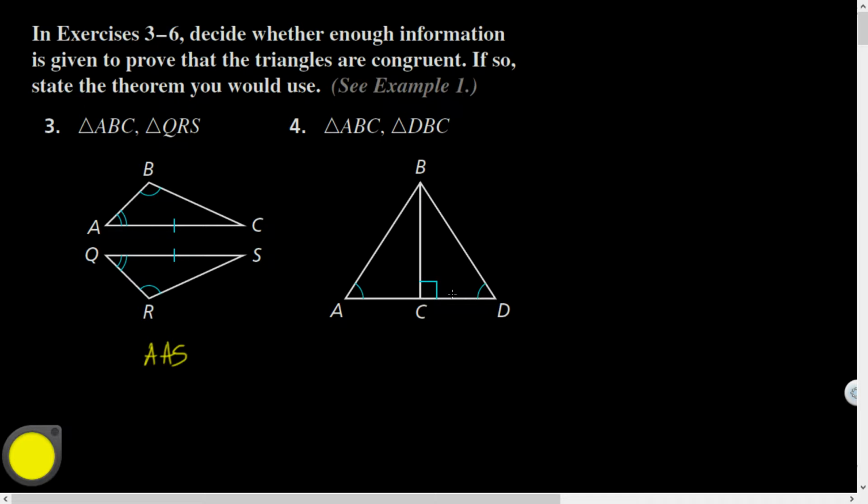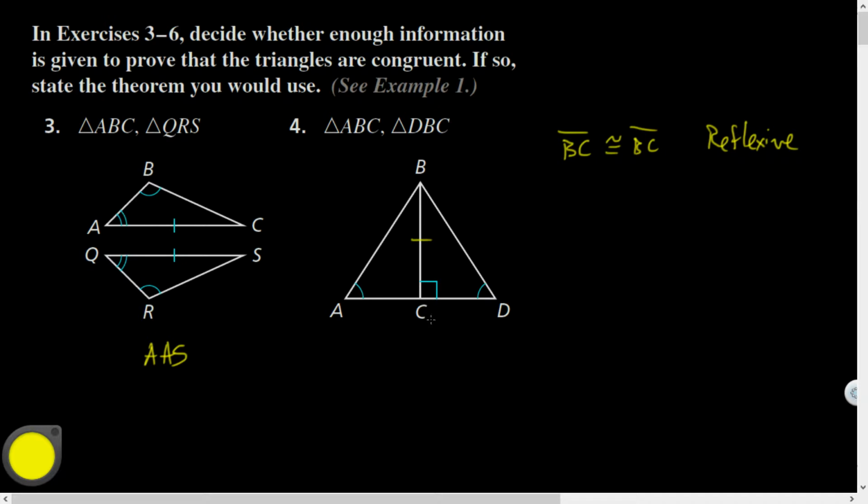How about for this one? Wait a minute, I don't have enough information here. I've got like 1.5 pairs of angles. What do we do? Is there enough information? Someone knows something else we can say about this that's true? Josh. Yeah, congruent to itself by reflexive property. That's helpful information. I agree.